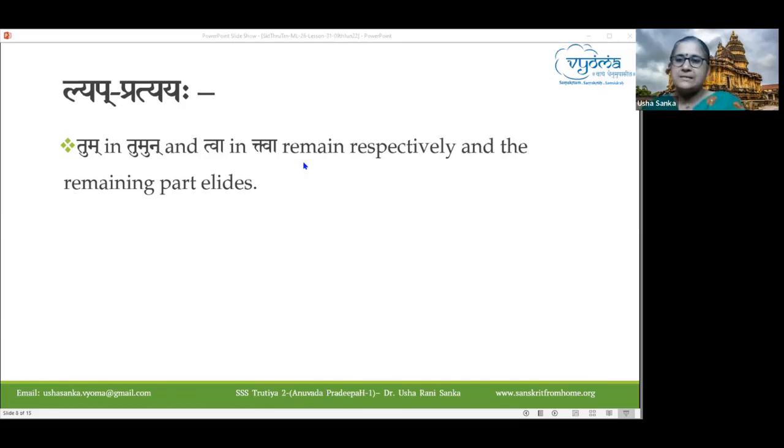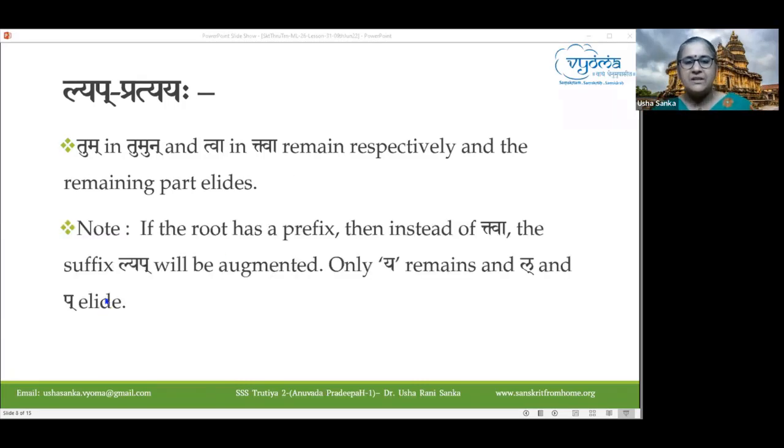So let us read what is there in the lesson. Tum in tumun and tva in ktva remain respectively, and the remaining part elides, it goes away. Note, if the root has a prefix, meaning upasarga, not just any prefix, then instead of ktva, the suffix lyap will be augmented. Only ya remains and la and pa elide. So ya is the remaining part.